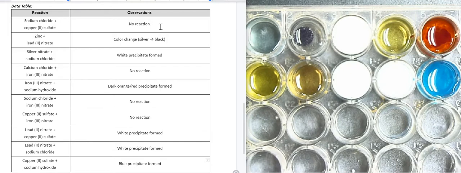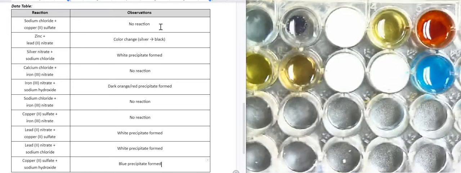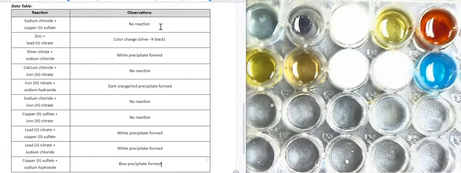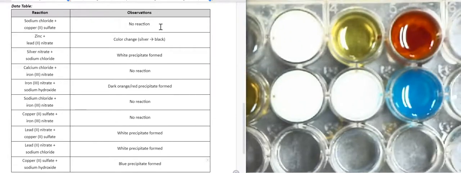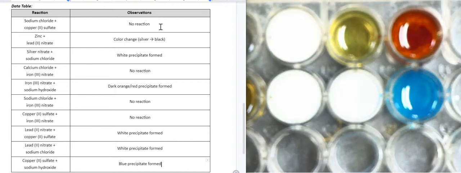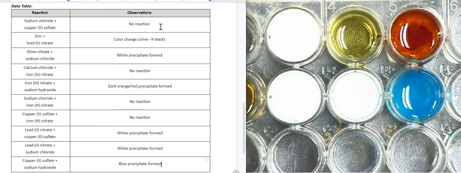So right away we see that it turns a blue color. It looks cloudy. That means that a solid is forming. Let me see if I can zoom in on these last few for you. So anytime it's cloudy, anytime that we can't see through it, it means a solid is forming, which we call a precipitate.